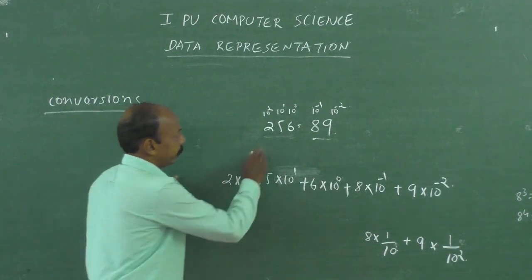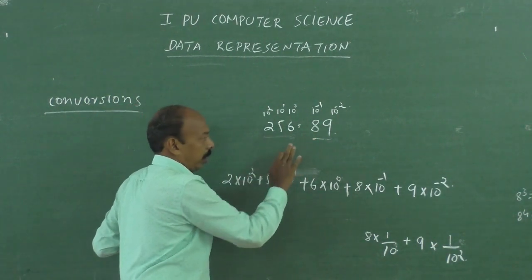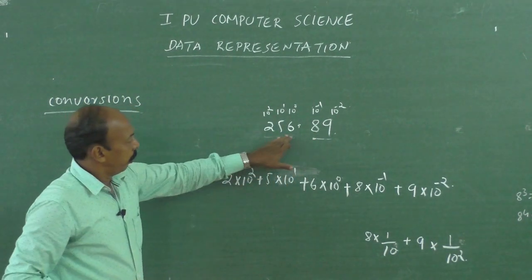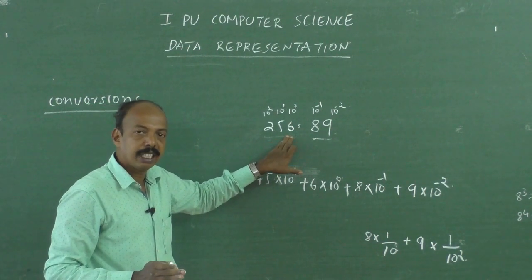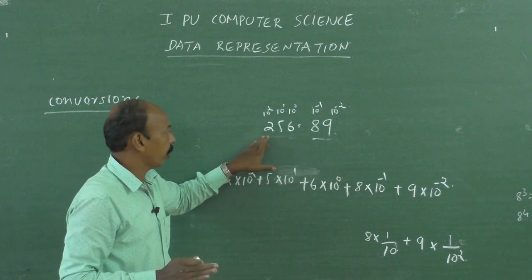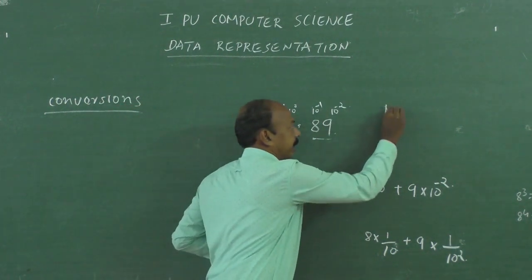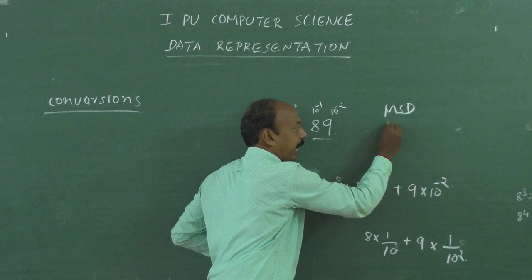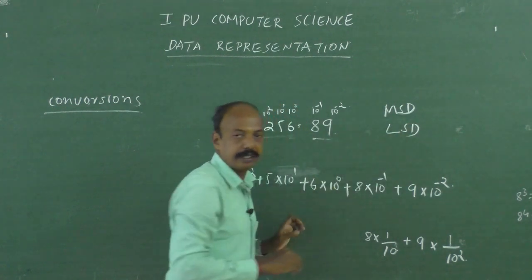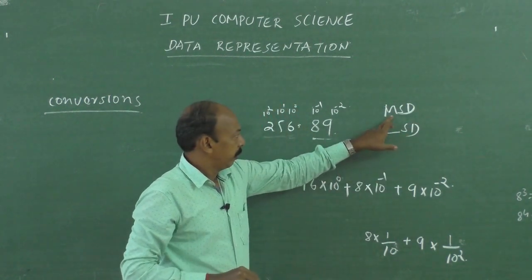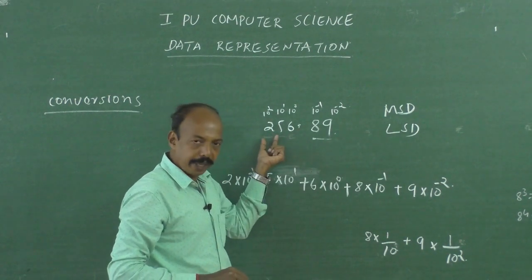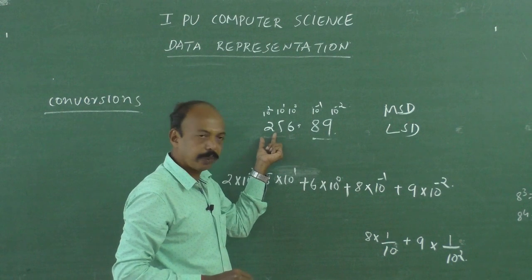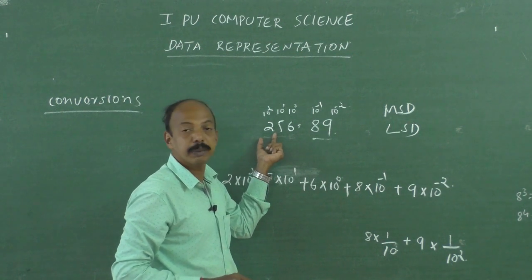Okay, this is with respect to when we talk about decimal number system, octal number system and hexadecimal number system, we call it as MSD and LSD. After looking into which is having the highest weight or highest positional value, and which is having the least positional value.